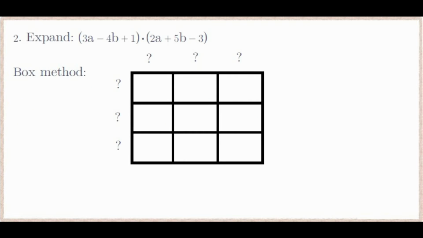Another method that you could try using would be the box method. So one side of the box would be 2a, 5b, negative 3. The other side would be 3a, negative 4b, and 1.